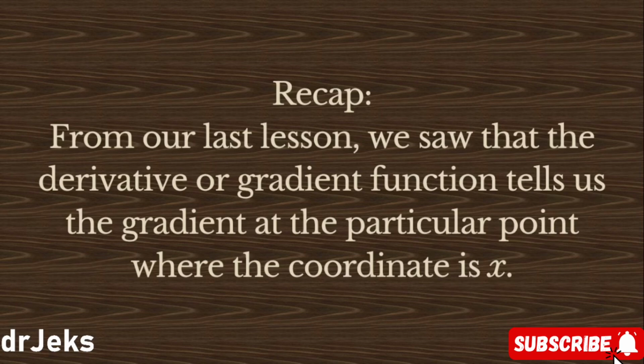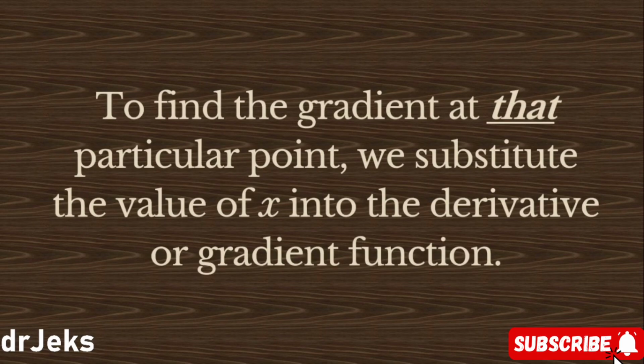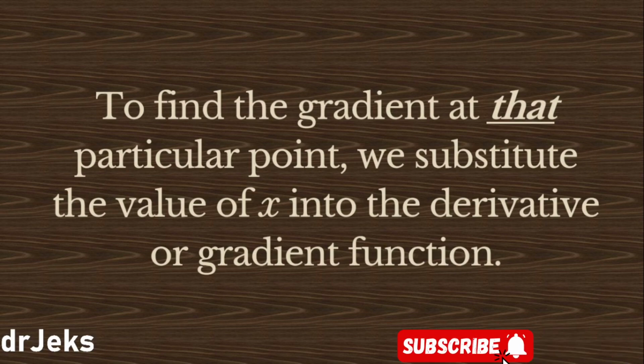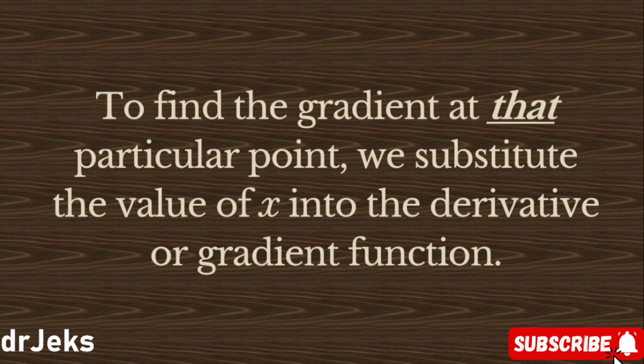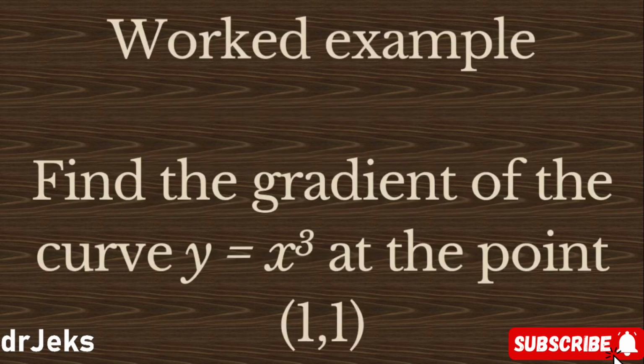You remember that from our last lesson, we saw that the derivative of the gradient function tells us the gradient at the particular point where the coordinate, of course, is x. So now to find the gradient at that particular point, we simply need to substitute the given value of x into the derivative or the gradient function, and then we'll be able to find the gradient at that particular point. So we are going to have a worked example.